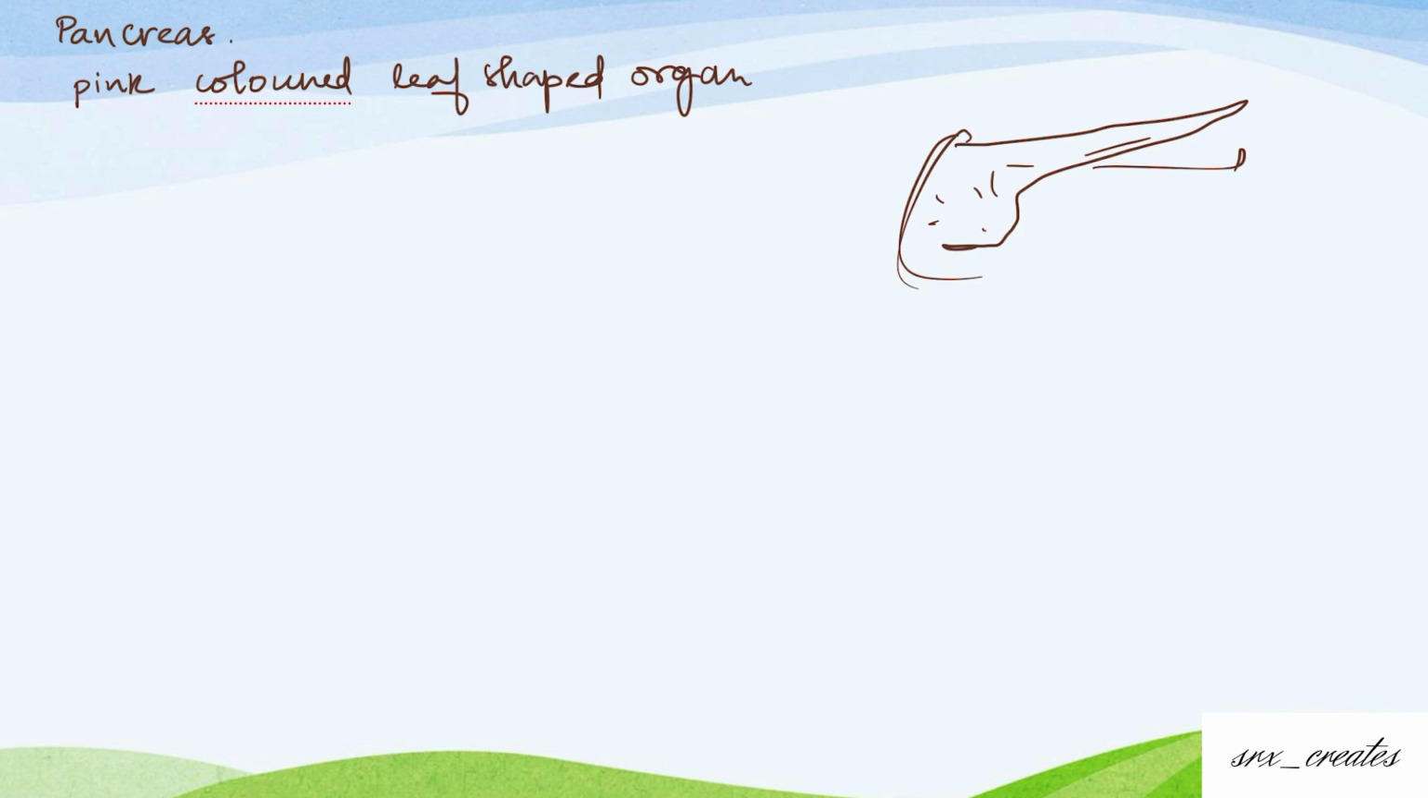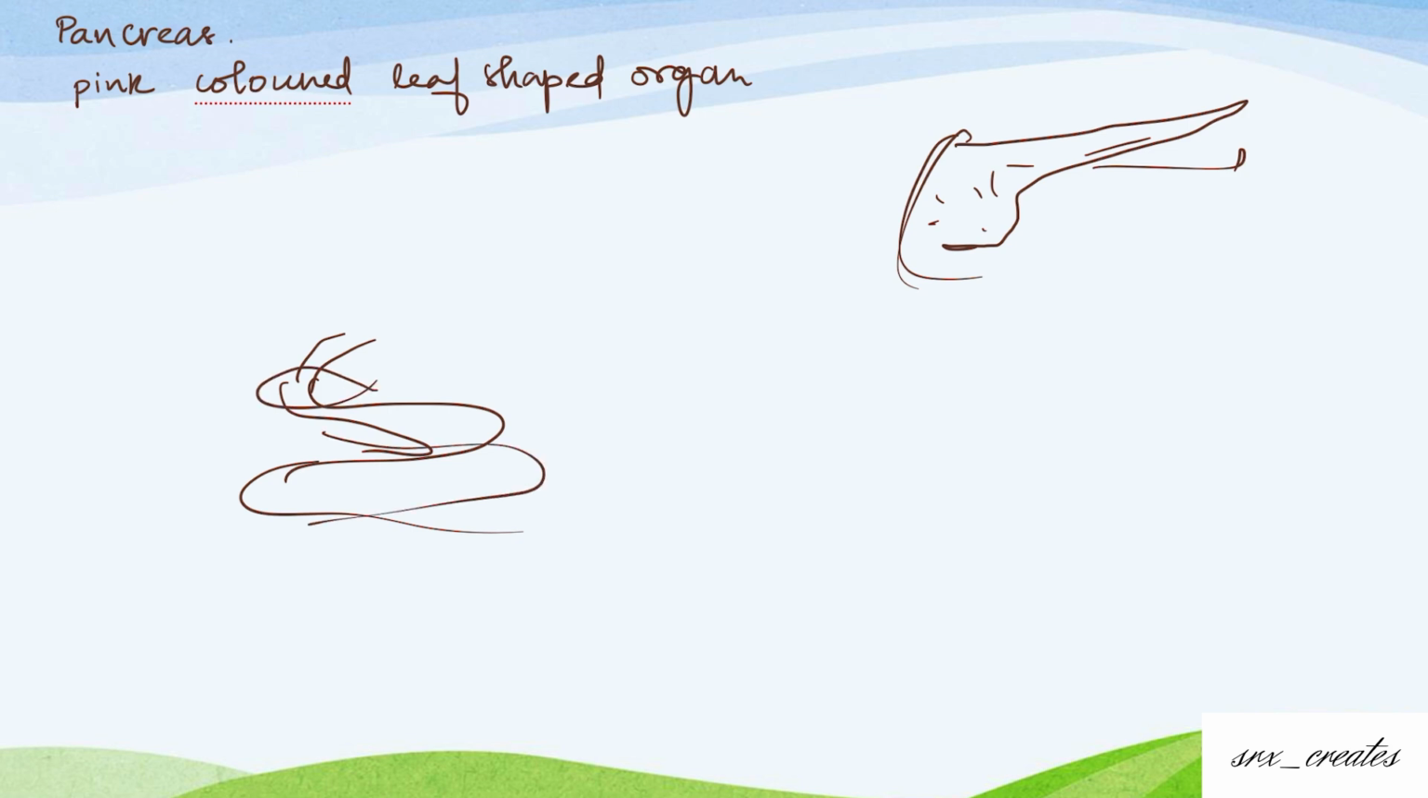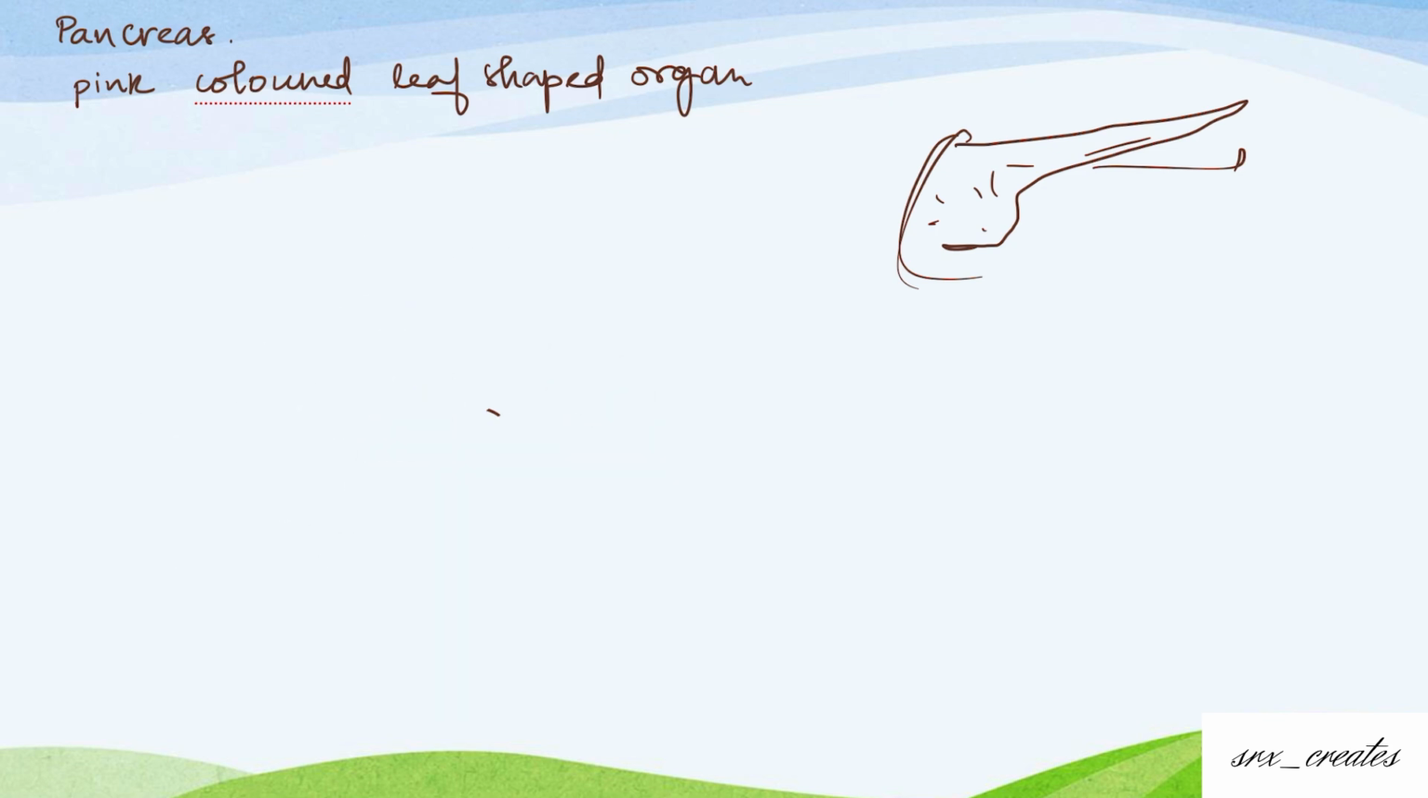Now it is lying within the U-shaped loop of the duodenum. What's the duodenum? When the stomach ends, the portion of small intestine starts like this. It starts a portion of the duodenum. In this portion, after the stomach ends, there's the gallbladder, liver, common bile duct, and the pancreas. This portion together comes here. So I think you understand the location. It's lying within the U-shaped loop of the duodenum.